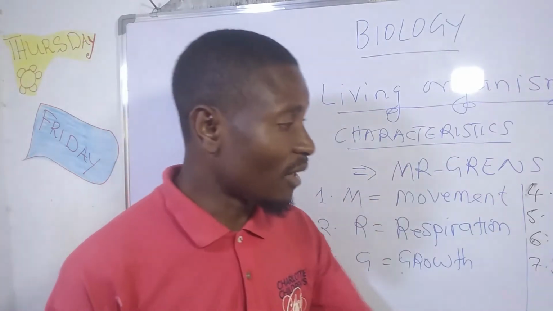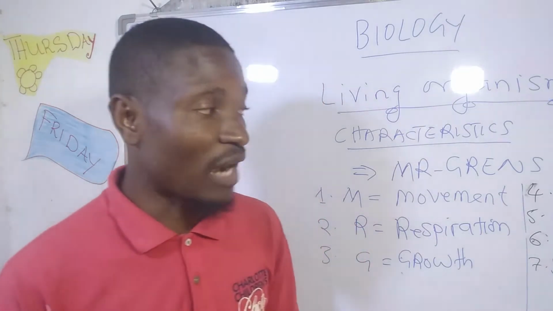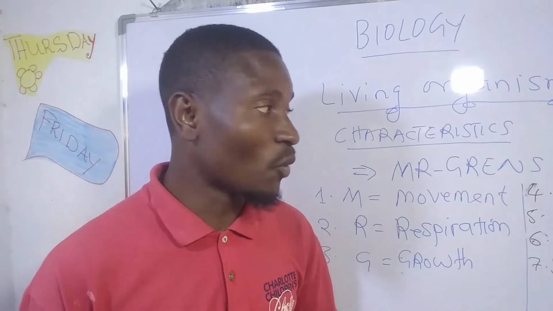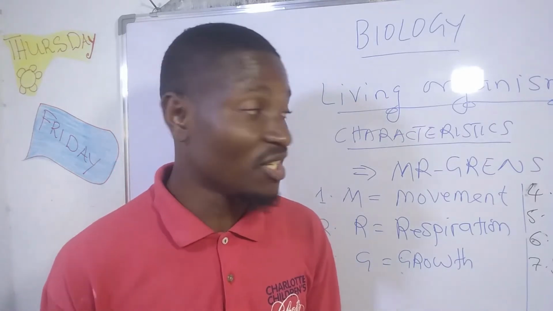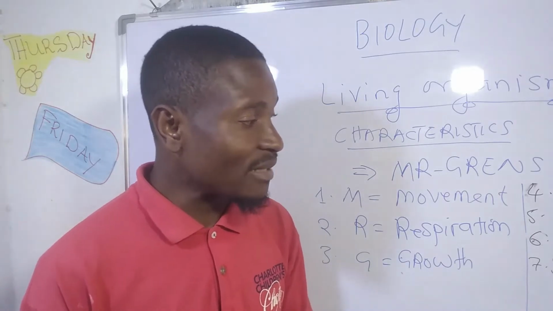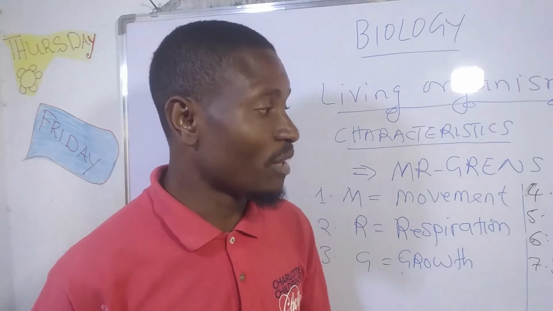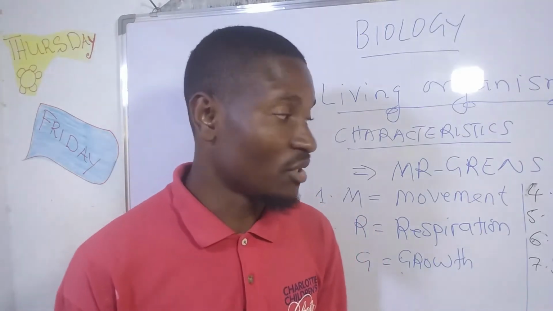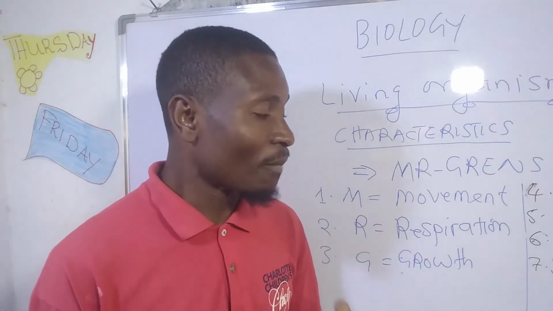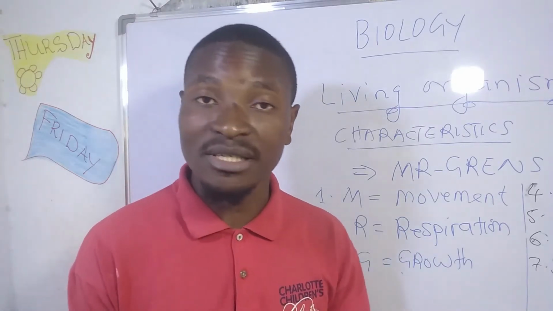And also, number 5 is E, which stands for excretion. Why should animals perform, or rather undergo, the process of excretion? And then also, number 6: why should animals or living organisms be able to undergo nutrition? And the last one, the 7th, is S, which stands for sensitivity.